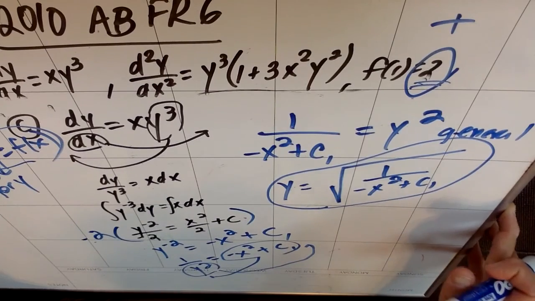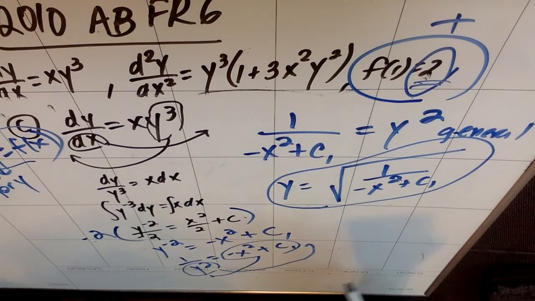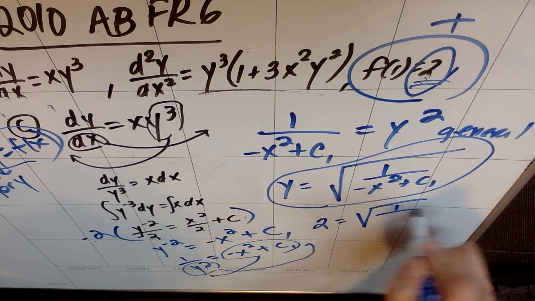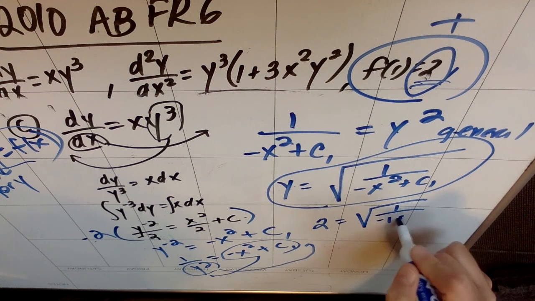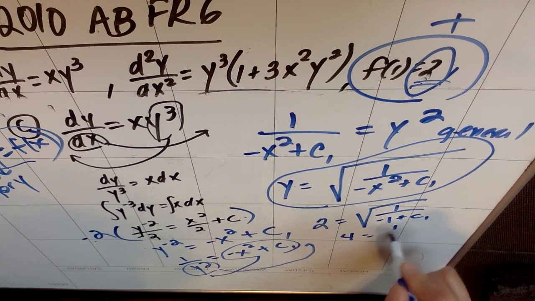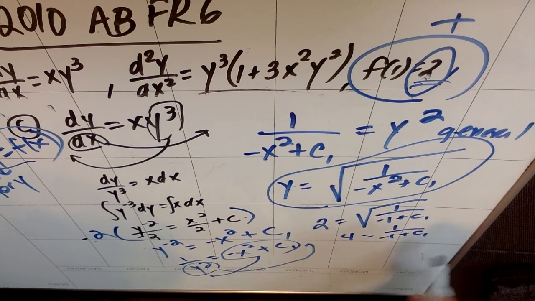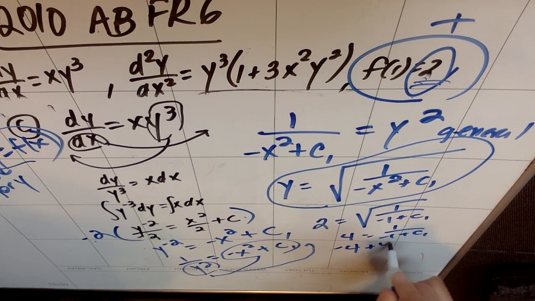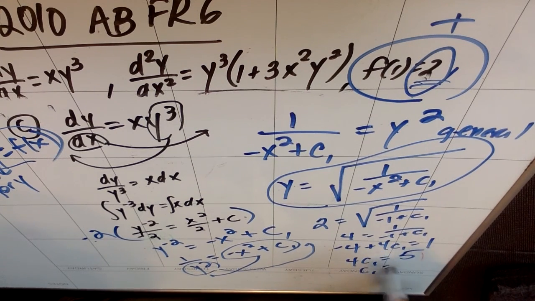I then have to find my c by using this 1 comma 2. So 2 equals the square root of 1 over negative 1 plus c sub 1, right? I square both sides. 4 equals 1 over negative 1 plus c sub 1. I multiply by the negative 1 plus c sub 1. I get negative 4 plus 4 c sub 1 equals 1. 4 c sub 1 equals 5. C sub 1 is 5/4.